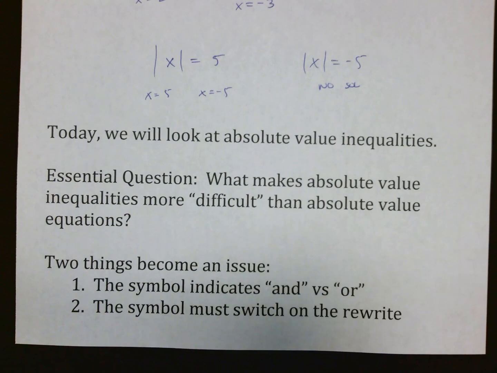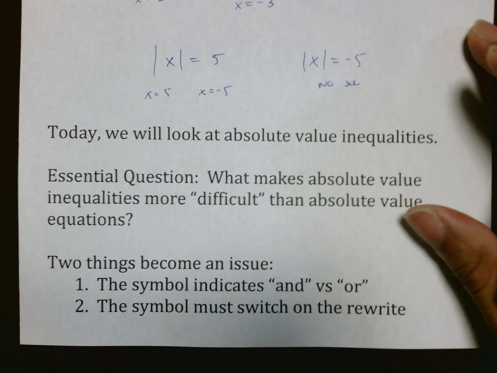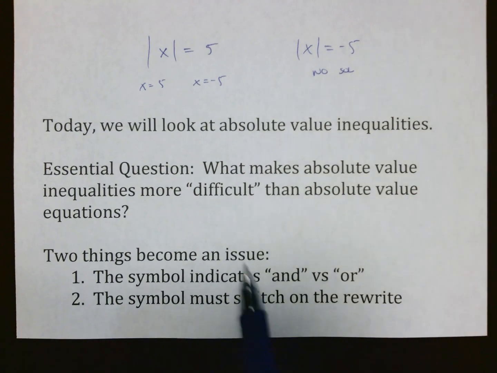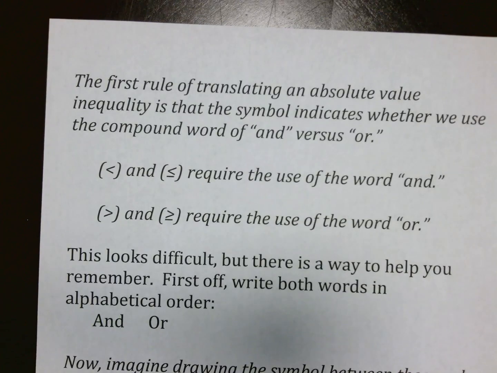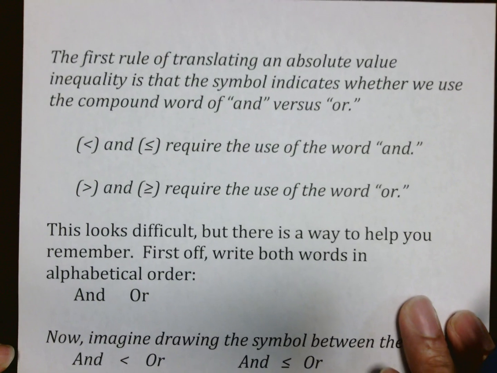Today we're going to look at absolute value inequalities. What makes absolute value inequalities more, quote-unquote, difficult than the absolute value equations is two things. The symbol now indicates a word that we must use whenever we solve. We actually were supposed to use a word on the other ones, but you get away without using it because it really is not that significant when you talk about equal signs. The symbol also must switch on the rewrite. Those are the two things you really need to focus on more than anything else.